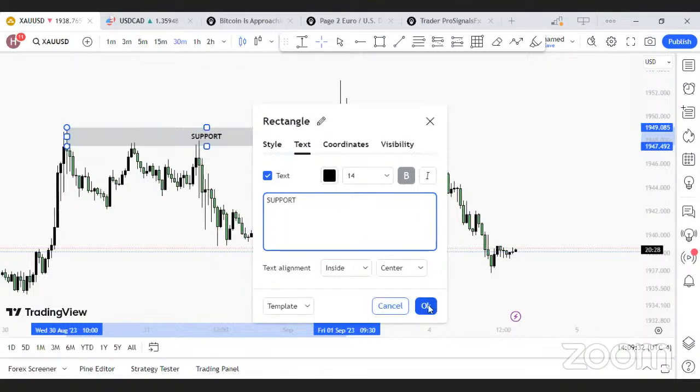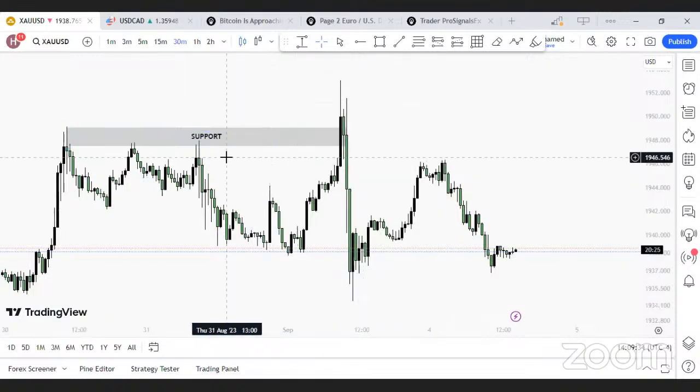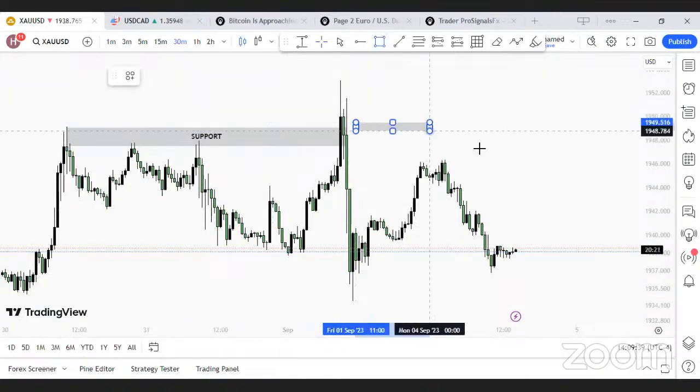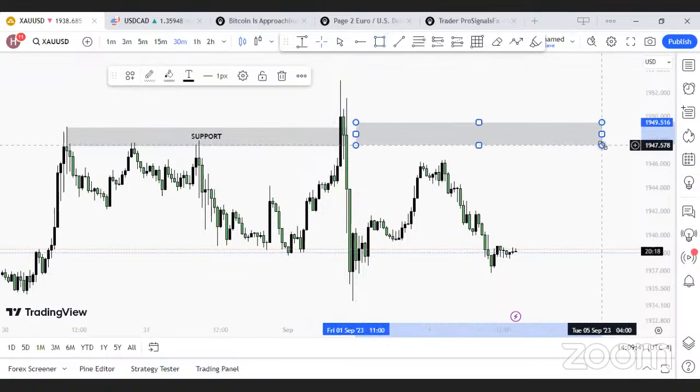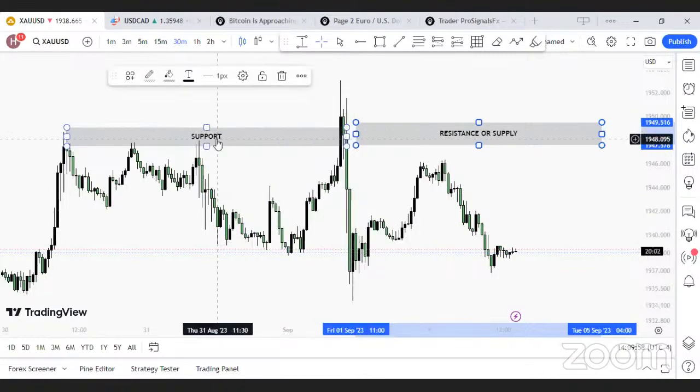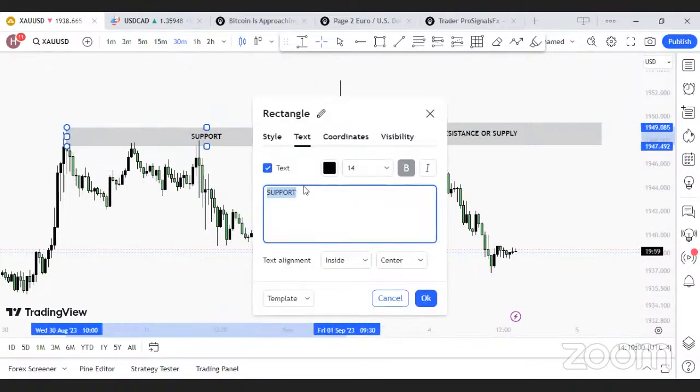Support, you see, support like this. And then the second one is resistance. You can call it resistance or supply. Then this is support or demand.